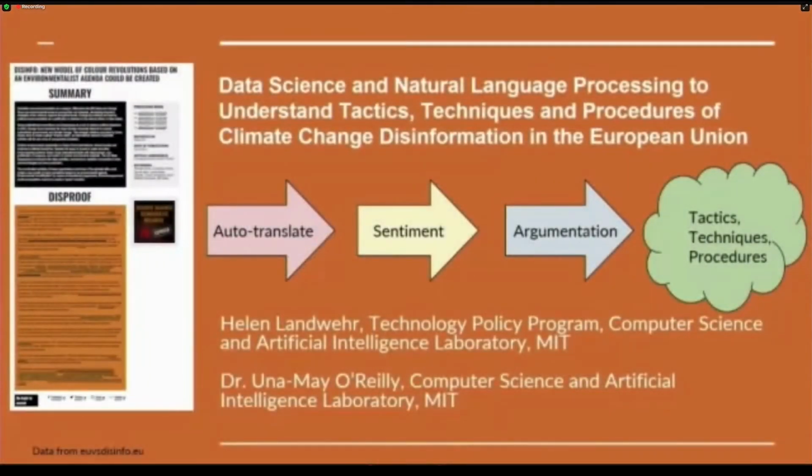Hi, my name is Helen Landor, and I'm excited to present to you today about my research regarding the tactics, techniques, and procedures, or TTP, of disinformation related to climate change in the European Union.